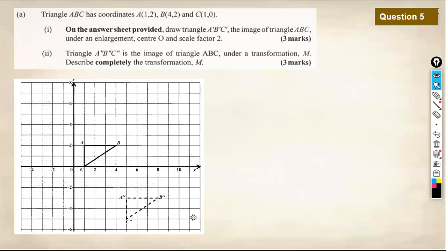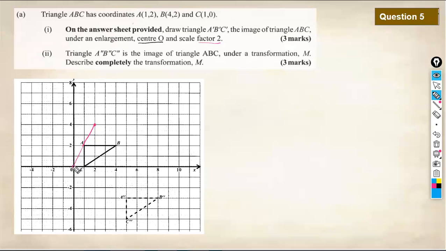For part one, they said it's an enlargement where the center is O. Now it's an enlargement by 2. So all you really have to do is from the center of enlargement, which is the origin, draw a line from there to one corner of the triangle. And then you extend it by 1 more times the length. So if this distance was 3 centimeters, you extend it by another 3 centimeters. But you have to use your ruler to do that. Then you do the same thing for the other corners.